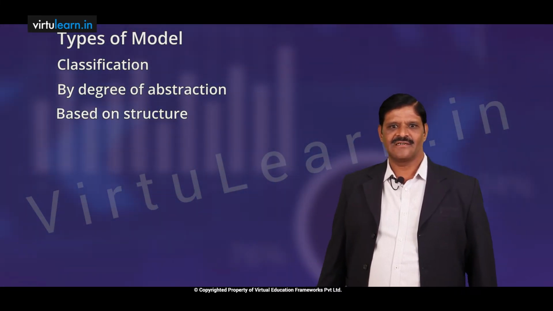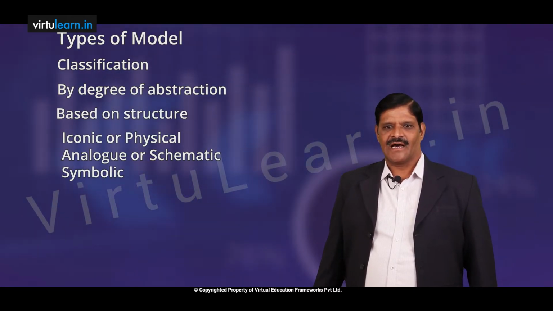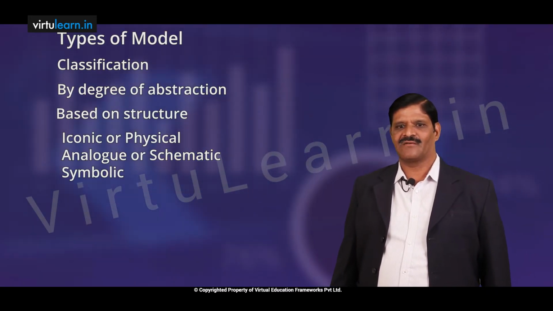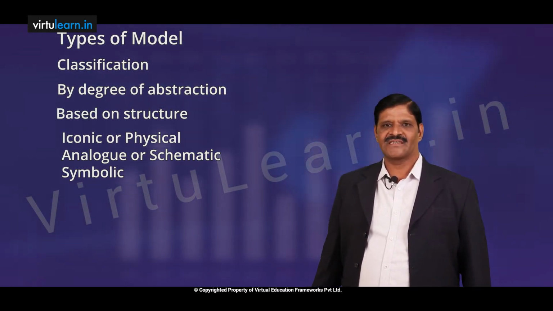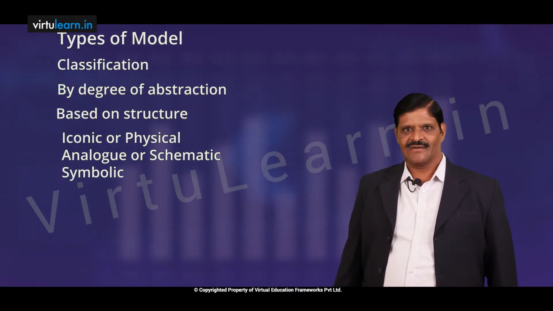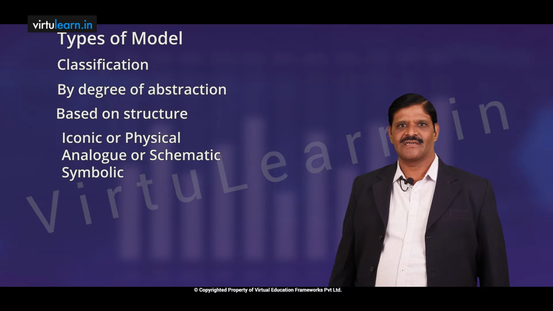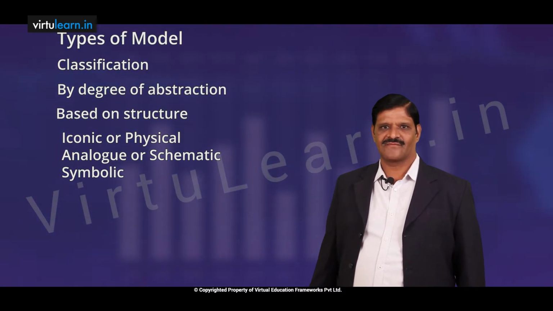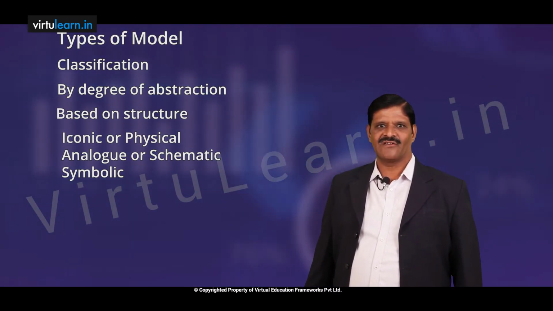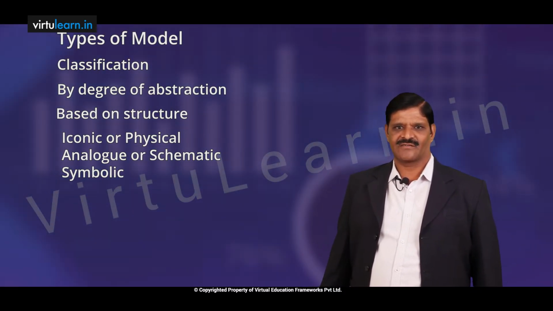Based on structure, we have three categories: iconic or physical, analog or schematic, and symbolic models. Iconic or physical model indicates creating an icon or model which is idealized but in a smaller scale. Those kinds of models are known as iconic models or physical models. For example, a toy aeroplane which represents the bigger aeroplane is an iconic model.